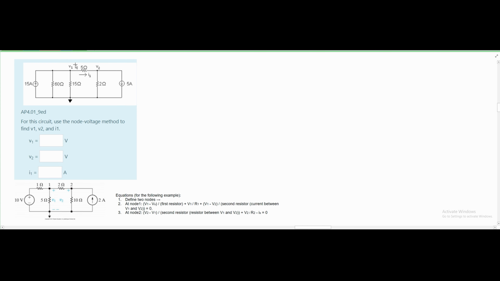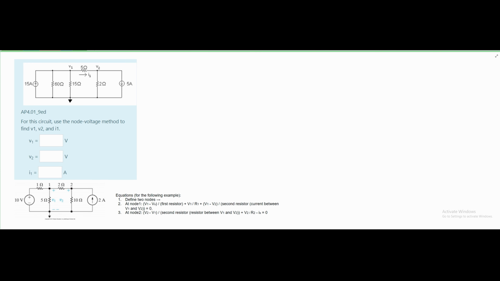In this problem, we are given a circuit diagram that looks like this. For this circuit, we need to use the node voltage method to find V1, V2, and I1. I provided an example of what a basic node voltage method would look like, as well as the steps and equations for this example right here. It's also linked below in the notes.